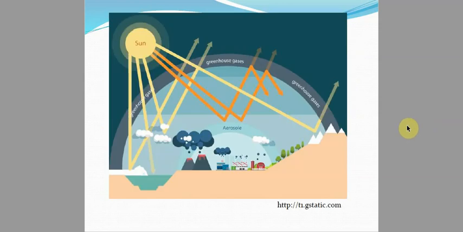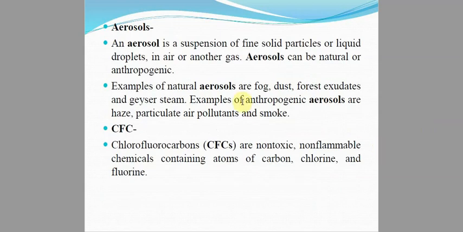In our next slide, we will talk about aerosols. In this diagram you can see the aerosol layer. So what are these aerosols? These are also one type of pollutants in the environment. Aerosol is a suspension of fine solid particles or liquid droplets in air or any other gas. Aerosols can be natural or anthropogenic, that is, they might exist in the environment artificially. So a combination of liquid particles or gaseous substances is called an aerosol.